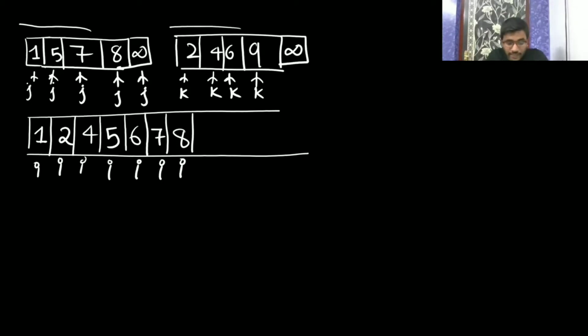Now between infinity and 9, which is smaller? 9 is smaller, so 9 will be placed. So this is a merge function. The merge function is going to merge two sorted lists.